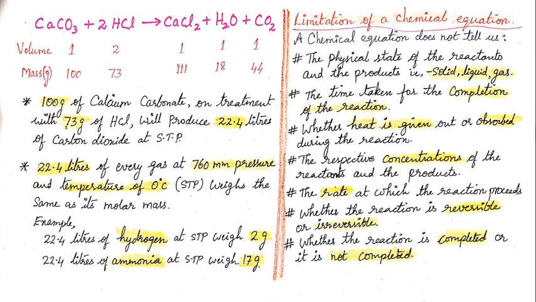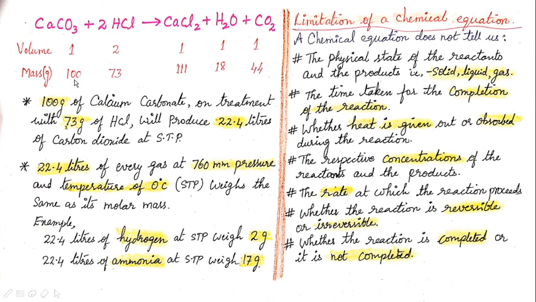This is nothing but the sum of the masses of each element of the compound. Calcium mass plus carbon mass plus oxygen mass together give 100. Similarly, hydrogen mass and chlorine mass together give 73. Similarly, on the product side I have given the masses. I'll teach you how to find the masses in a separate video. Here the reactants are given in mass, and the products are also given in mass.